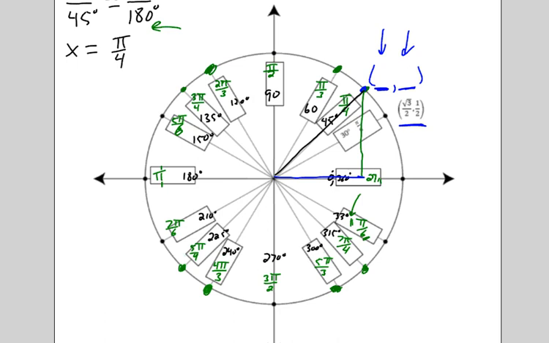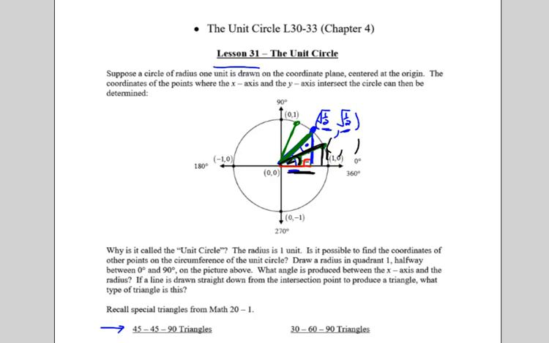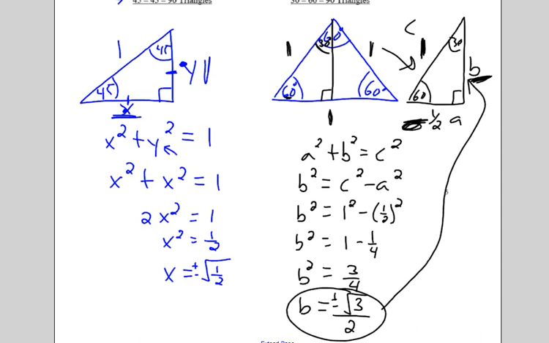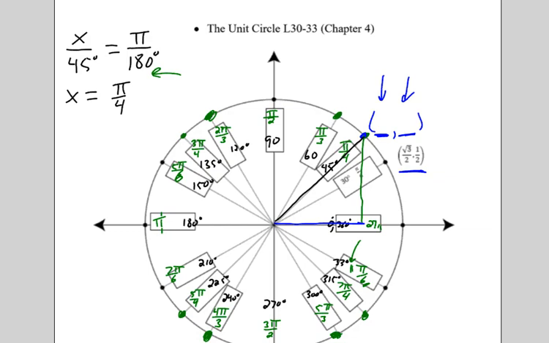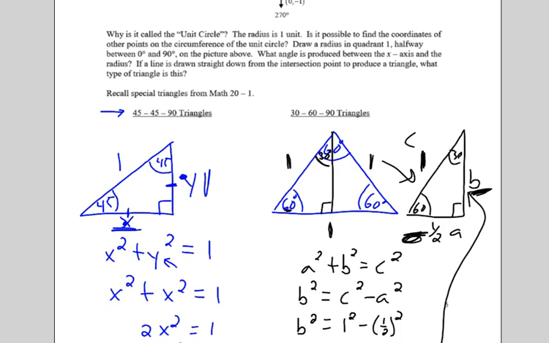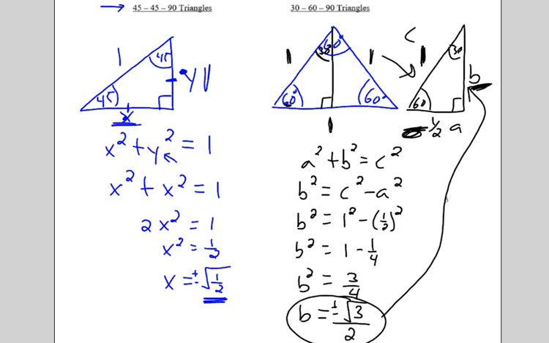This is just a 45-degree angle, and just to remind you, for a 45 triangle, we figured out that each of those sides would be root 1 over 2. So root 1 over 2, that's easy enough, right? Both of these are going to be the square root of 1 over 2.